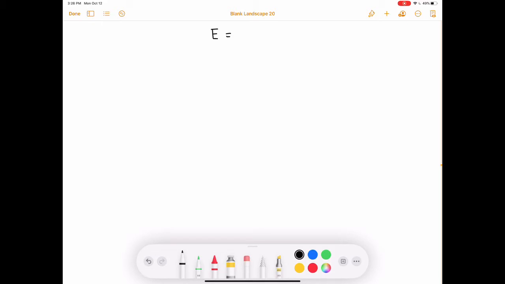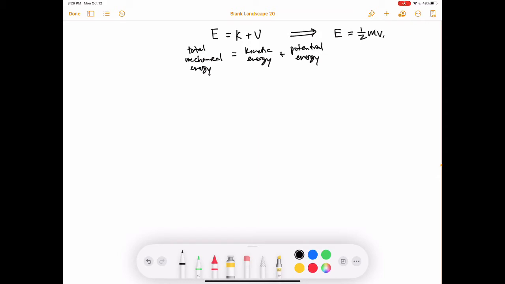Okay, so we're going to start with the following. The total mechanical energy, E, is equal to the kinetic energy K plus the potential energy U. So here, total mechanical energy equals kinetic energy plus potential energy. That's what that says in a nutshell. So E, therefore, is equal to 1/2 times mv squared plus 1/2 kx squared.